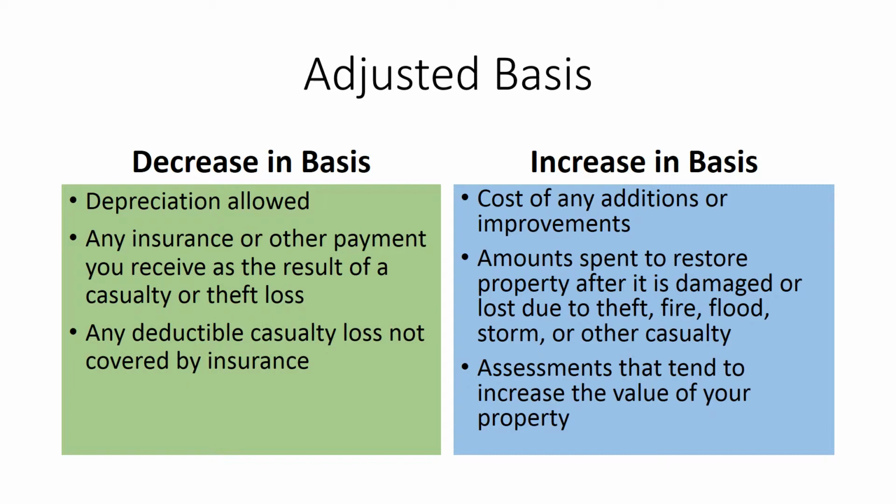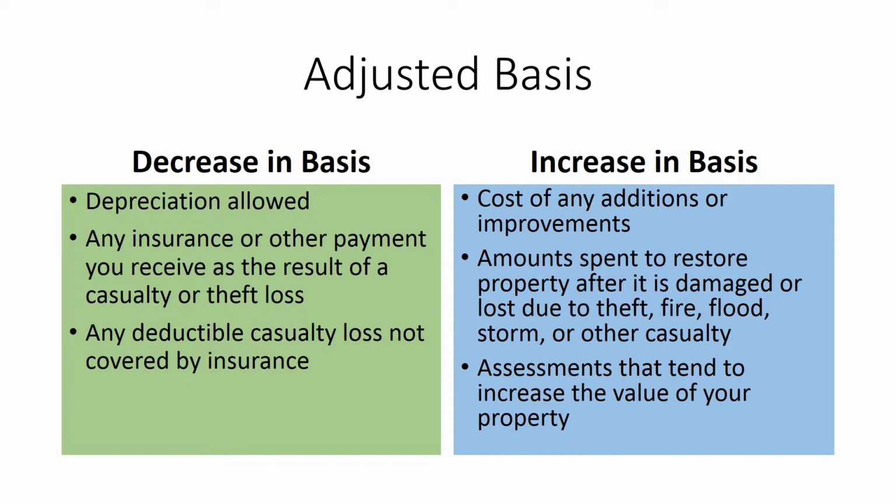If you hold on to your property for the full recovery period, 27.5 years for residential rental property, your adjusted basis will be reduced to zero and there will be nothing left to depreciate. Your starting basis in property must also be reduced by any items that represent a return of your cost. These include the amount of any insurance or other payment you receive as a result of a casualty or theft loss, and any deductible casualty loss not covered by insurance.